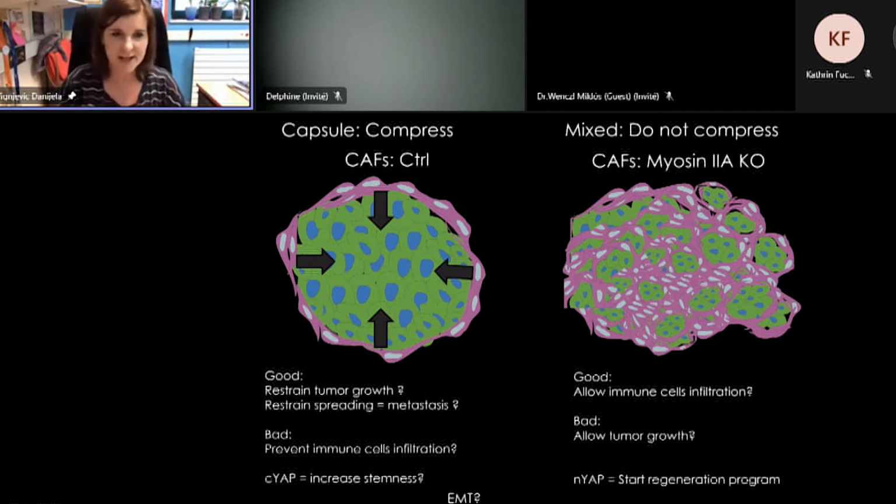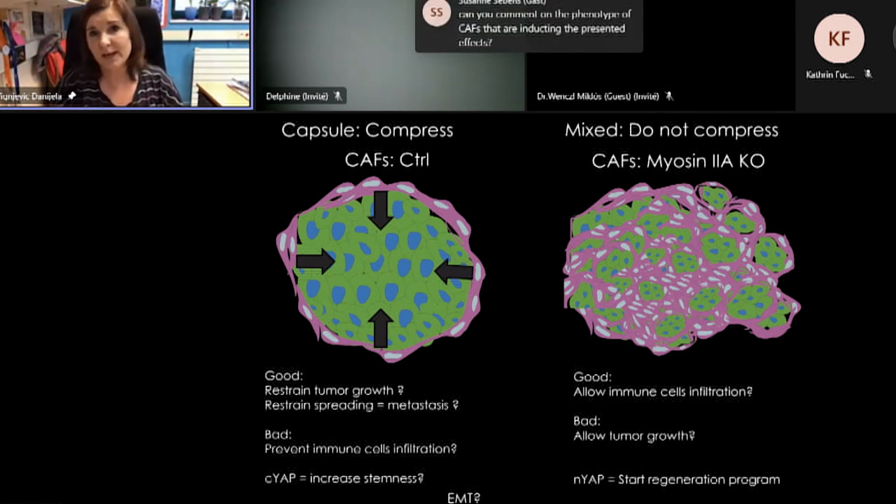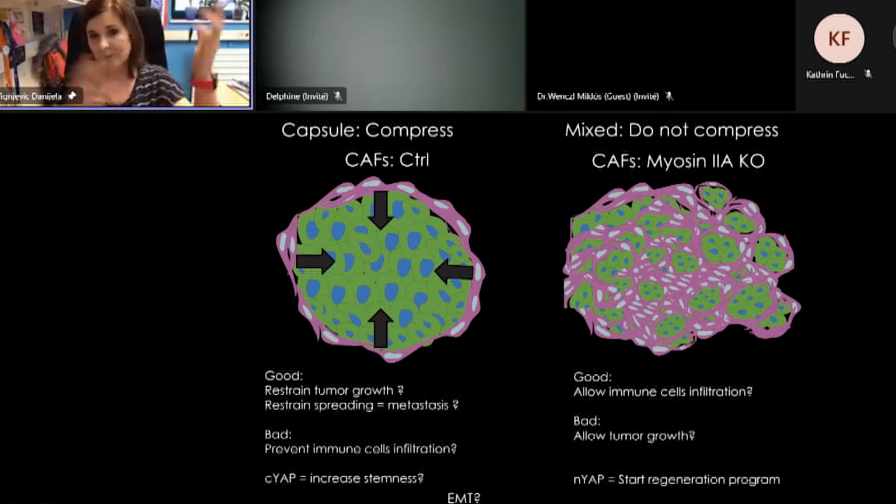I will stop here because I would like to speculate whether this is good or bad for tumor progression. I think that this capsule of fibroblasts around the tumor could be good because it would restrain tumor growth, it could restrain tumor spreading or maybe metastasis, but it could also be bad because it would prevent infiltration of immune cells. And now if the fibroblasts are not contractile, the fibroblasts and cancer cells are completely mixed. Immune cells would have an easier job infiltrating these tumors, but the cancer cells will also have a free escape route, so they could disseminate.